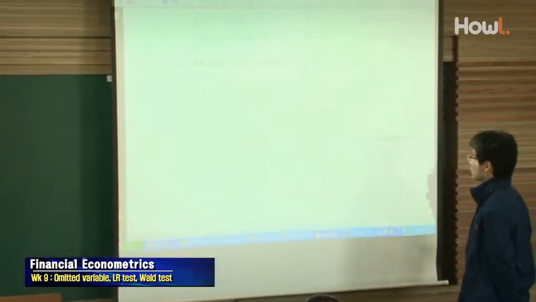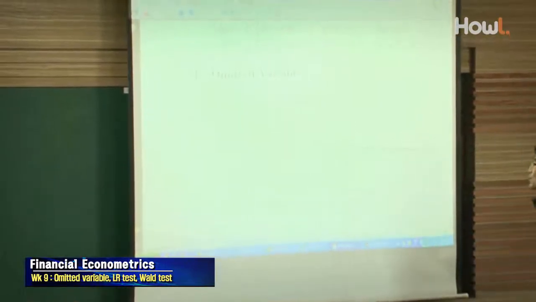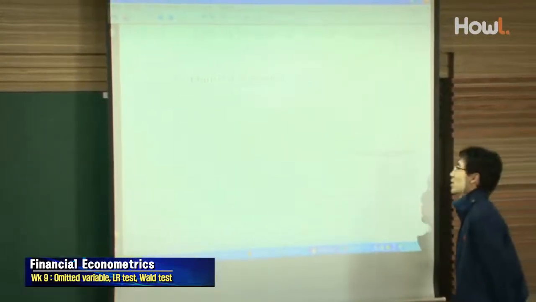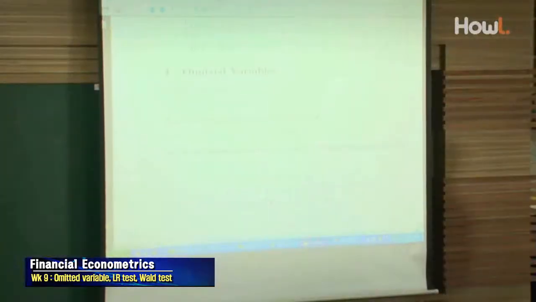As we know, the beta hat basically looks like this. And then instead of y, since this is the correct model, we put in x beta plus z gamma plus the error, which is the correct specification. If we do the computation, then this cancels out, so we have only beta, and we have this part about z, and this part about the error.